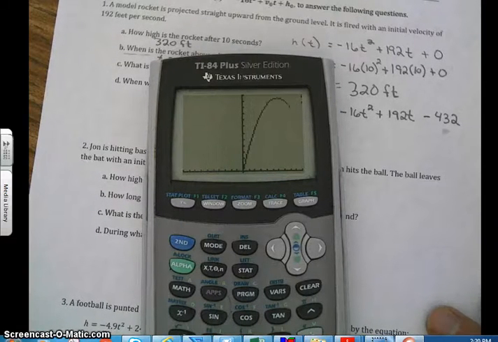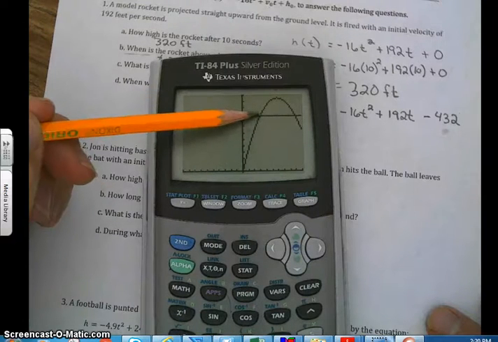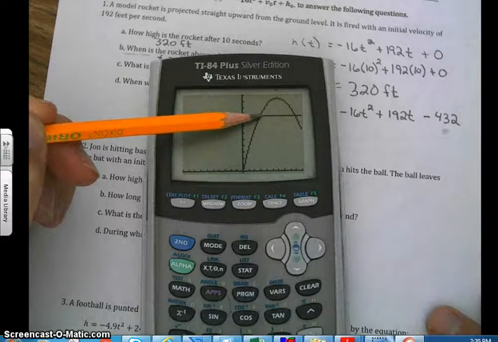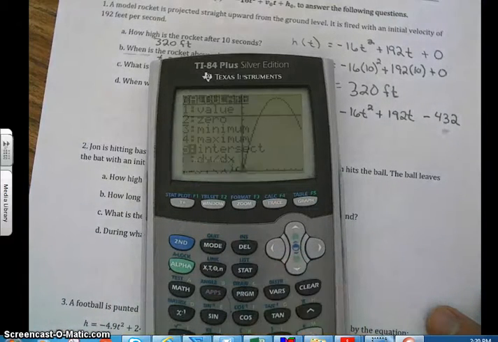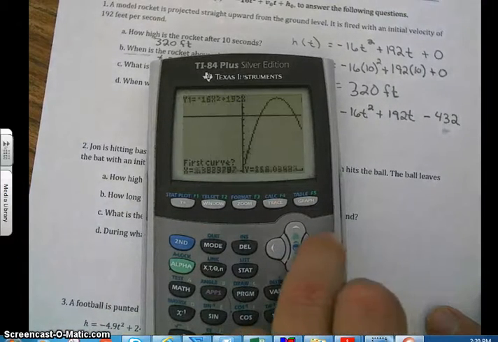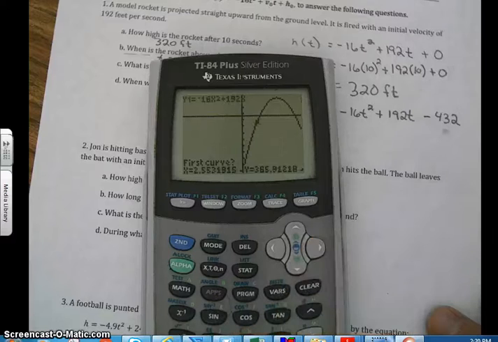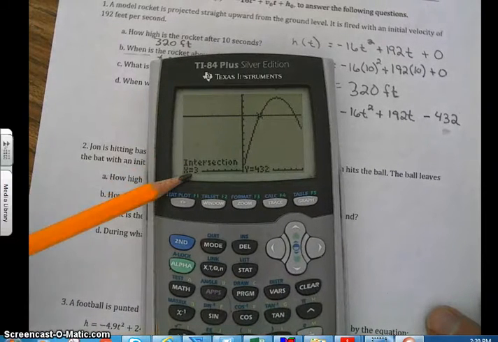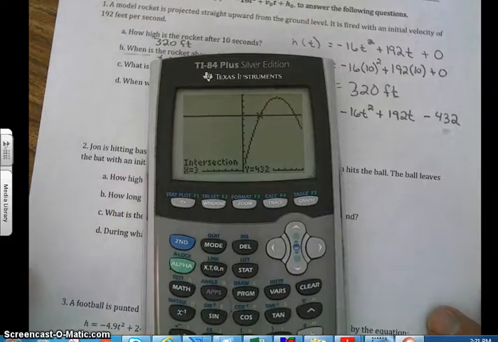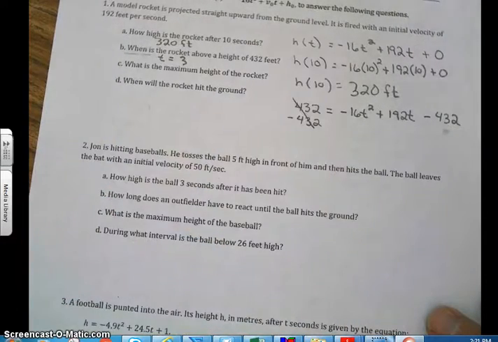So there's the rocket. When does it exceed 432 feet? We're going to do an intersection here. Remember, with intersect, you've got to get close to it. Enter, enter, enter. So there you go. It exceeds it at 3 seconds. So that's another way of calculating the time.